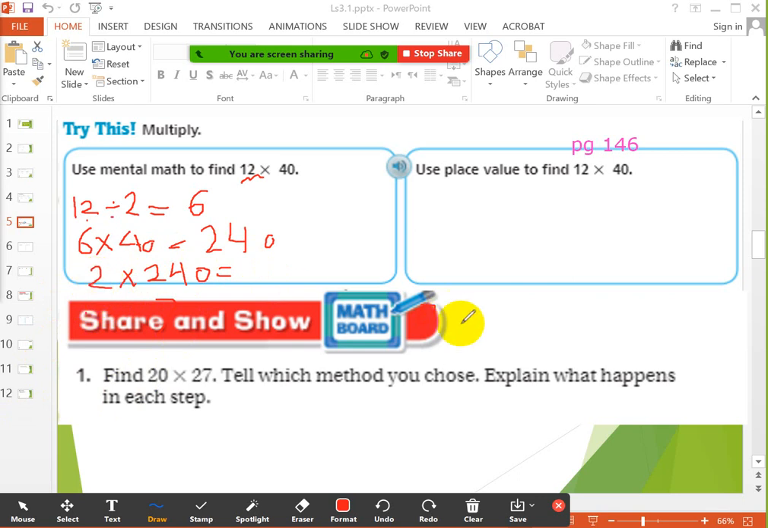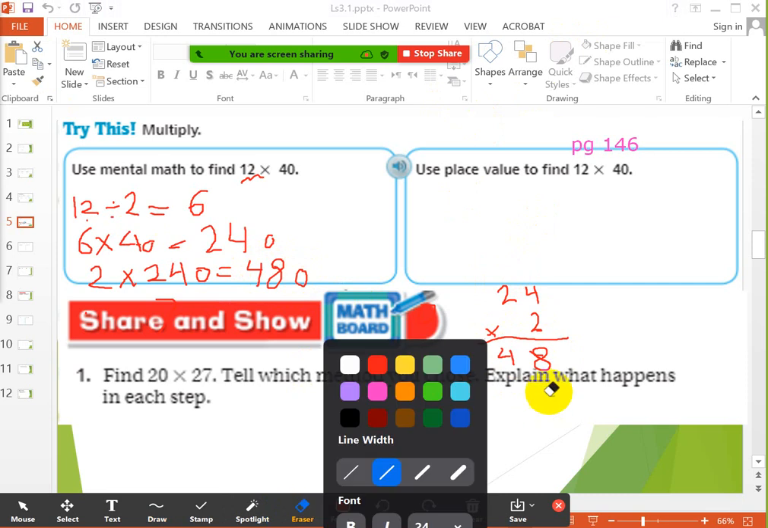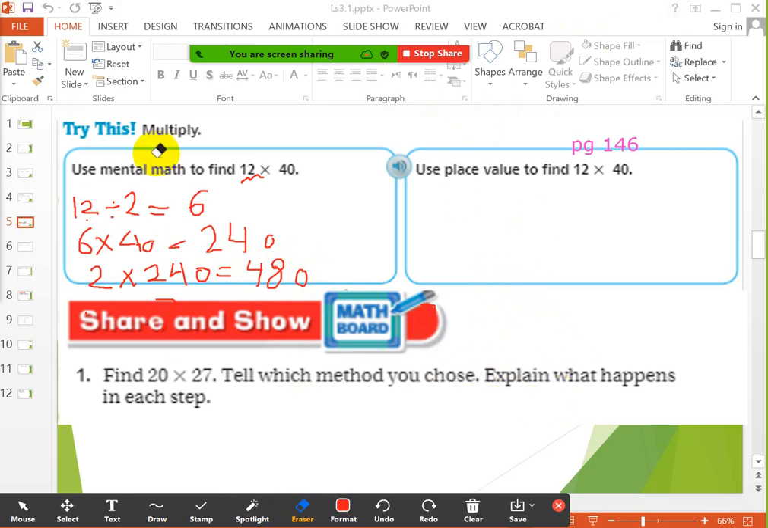I will do it like this if you want to understand how to find the answer for this multiplication. 2 multiply 4 equals 8. 2 multiply 2 equals 4. So the answer for this multiplication will be 48, and put 0 next to the answer, so it will be 480. This is the answer by using mental math. So in mental math, first I will take the half, then I will multiply. After that, at last, I have to double the answer.